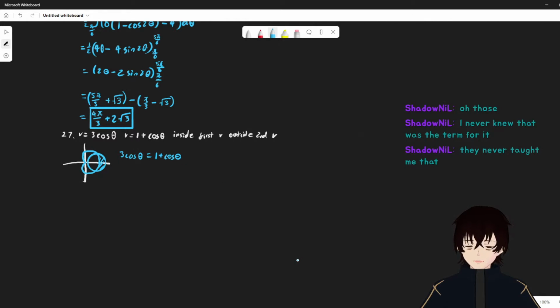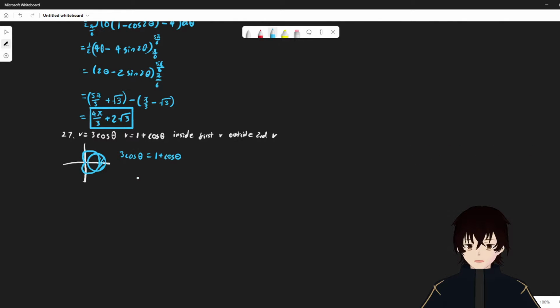Never knew the term. This was my first time learning about it as well, I think. I don't know the name for everything, but I do know the name for cardioid. And then there's also the rose curves. I think rose curve is a flower. We haven't gotten over too much detail on that.